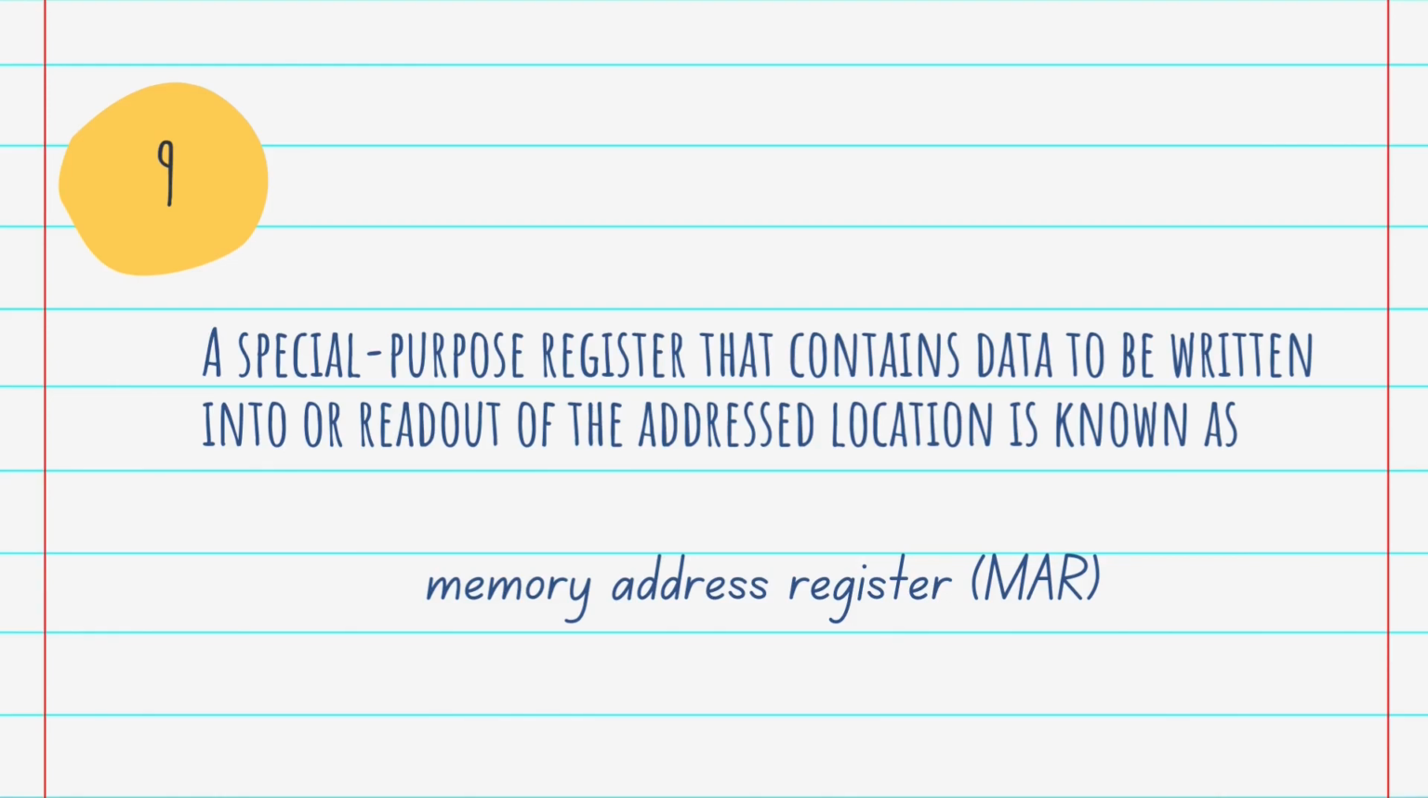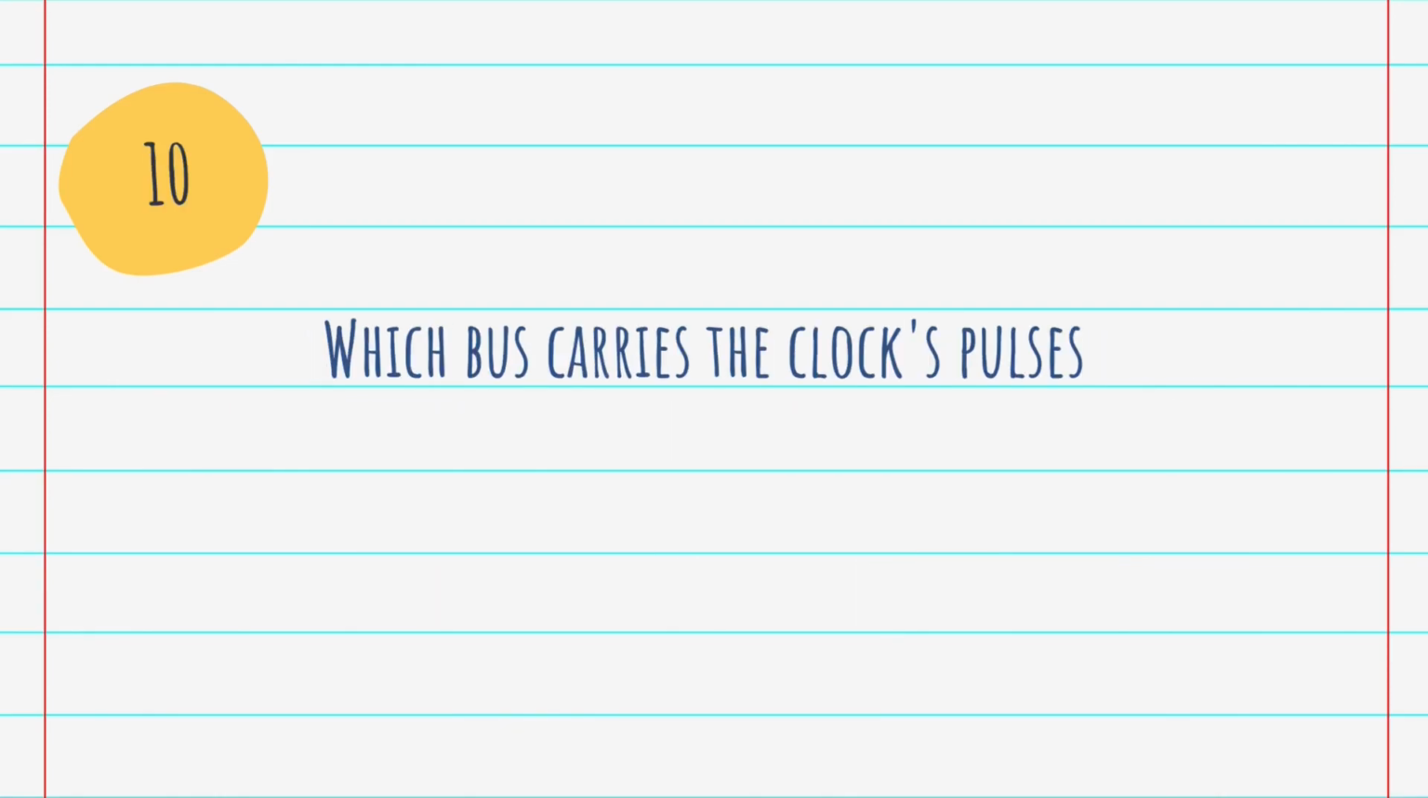Question number 10. Which bus carries the clock pulses? Answer is the control bus carries the clock pulses. The control bus is a unidirectional bus. It is part of the system bus and is used by CPUs for communicating with other devices within the computer. The control bus carries commands from the CPU and returns status signals from the devices. For example, if data is being read or written to the device, then the read or write line will be active.